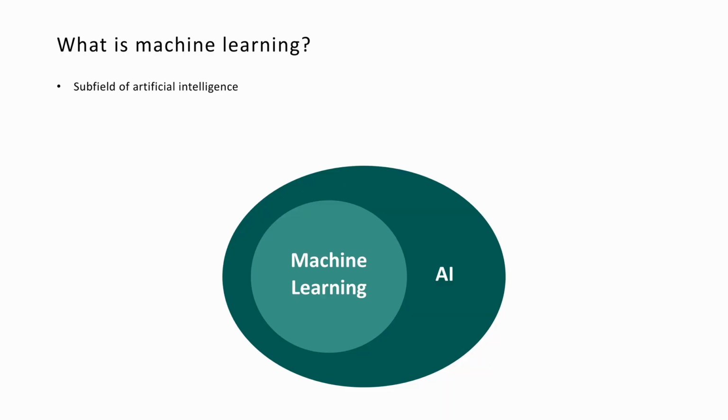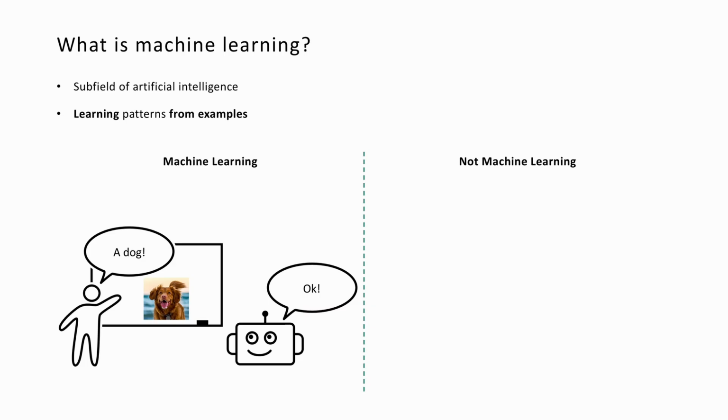First, machine learning is a subfield of artificial intelligence, and in fact, a very large part of artificial intelligence is either machine learning itself or machine learning driven. Secondly, and most importantly, machine learning is about learning patterns from examples. What does that mean? For instance, if we show the computer many examples of pictures with dogs in them, then we also show many examples of pictures with cats in them, eventually the computer will be able to tell whether a picture shows a dog or a cat.